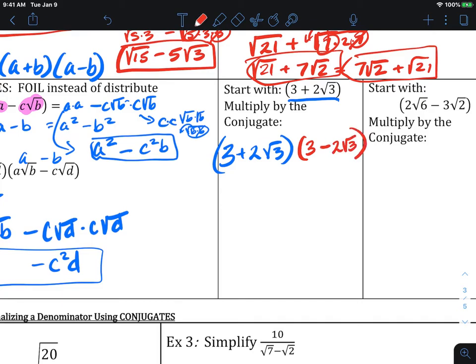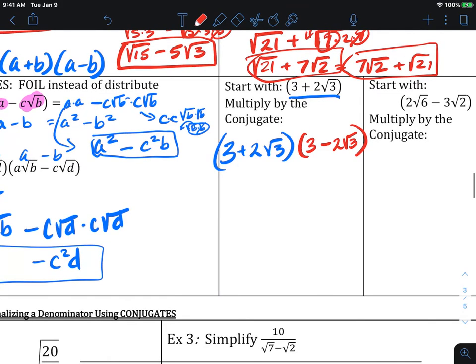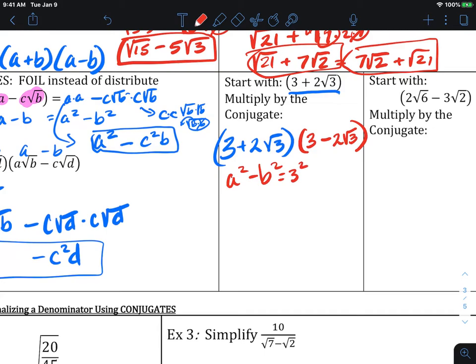Now, instead of foiling out all 4 terms, I'm just going to remember my shortcut here. A squared minus B squared. All right, so that's going to be 3 squared plus 2 radical 3 squared. All right, so I got to be careful here. Oh, not plus, not plus. Oh, don't make that mistake. Minus.